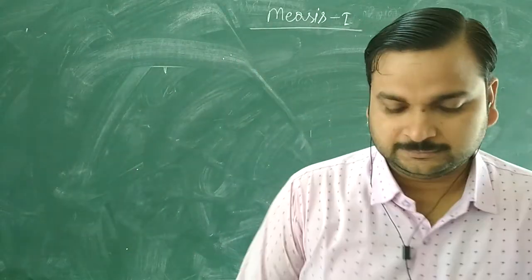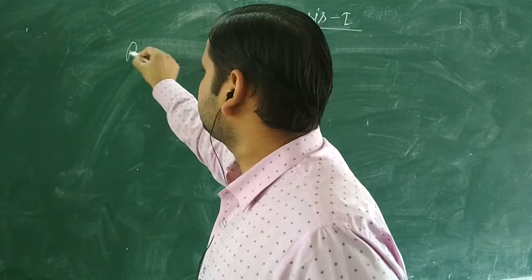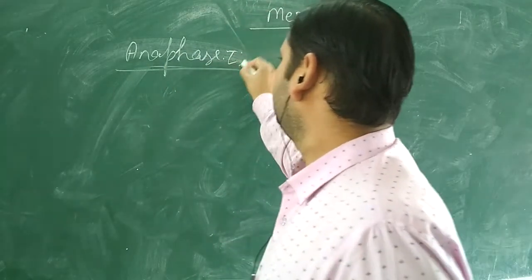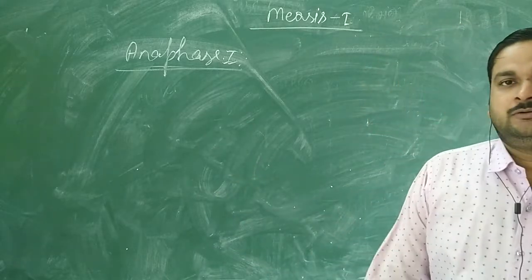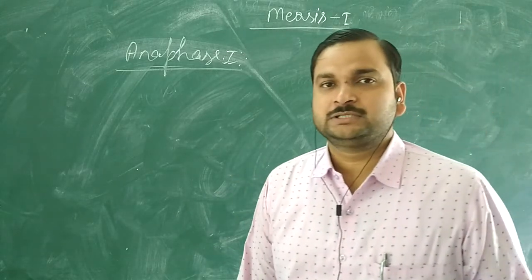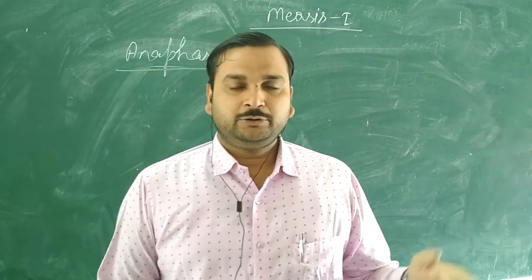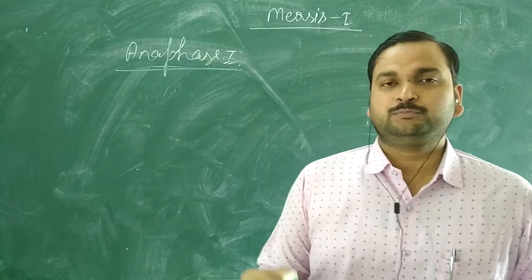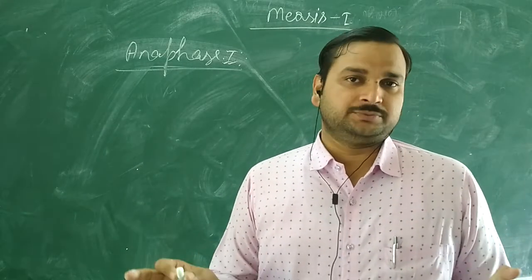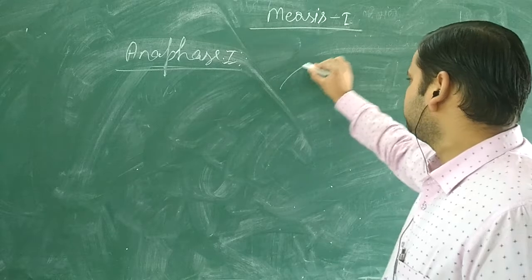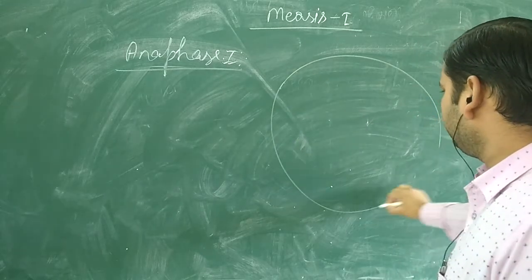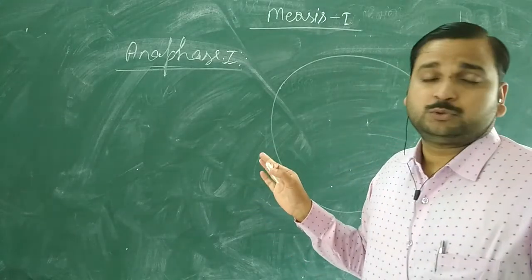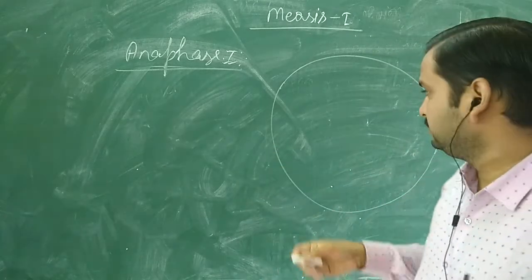Then this will be followed by the anaphase first. What was the event that took place in the anaphase of mitosis? Do you remember? During the anaphase of mitosis, the centromere splits. The splitting of the centromere took place to form two daughter chromosomes. But here what will happen? This is a very interesting phenomenon that we are going to see here. Actually, because of this reason only, the number of chromosomes will reduce to half in the meiosis. You see how?